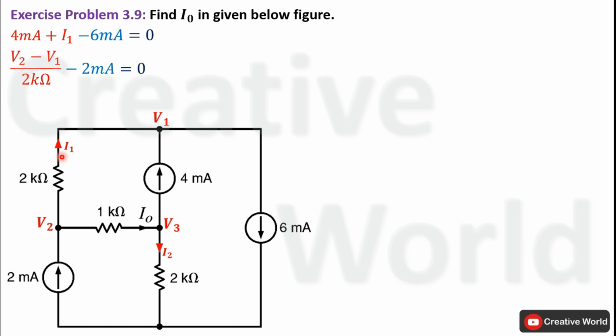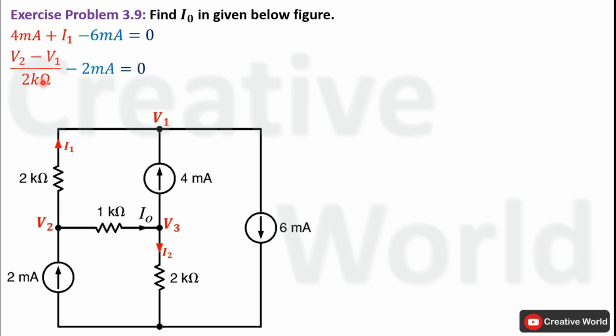Current I1 is flowing between node voltage V2 and V1. So the value of current I1 will be equal to the potential difference between these two voltages divided by the value of resistance. And the direction of current I1 is from node 2 to node 1, which is indicating that voltage on node 2 is at higher potential than node 1. So the potential difference between these two node voltages will be taken as V1 subtracted from V2. So the equation of current I1 will be V2 minus V1 divided by 2 kilo ohm.